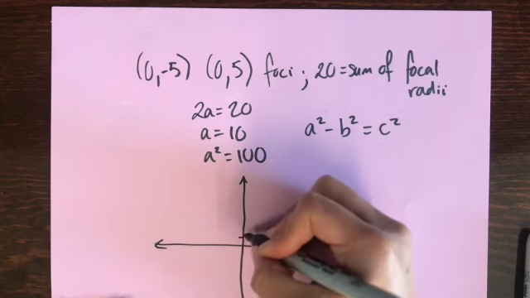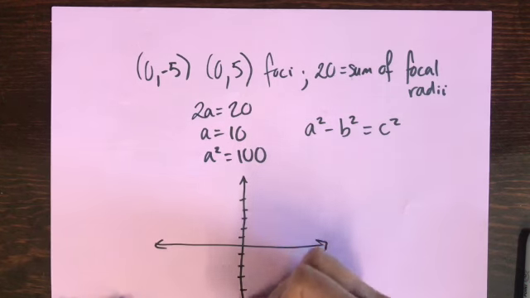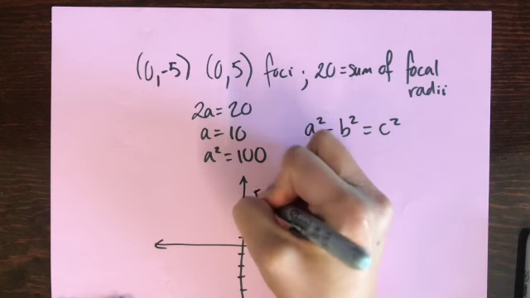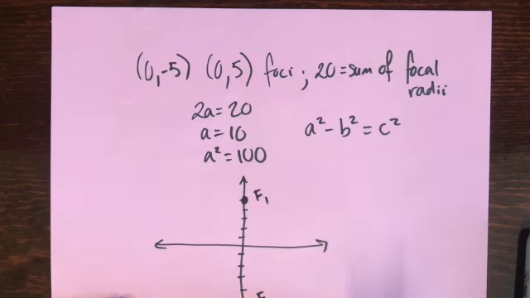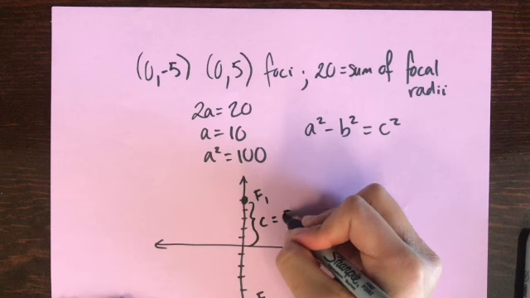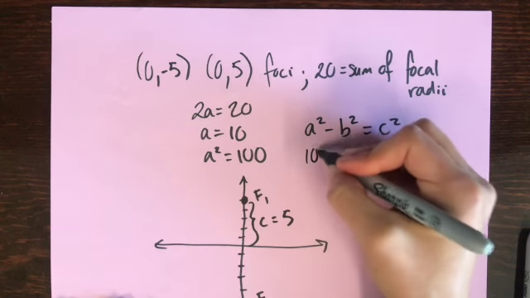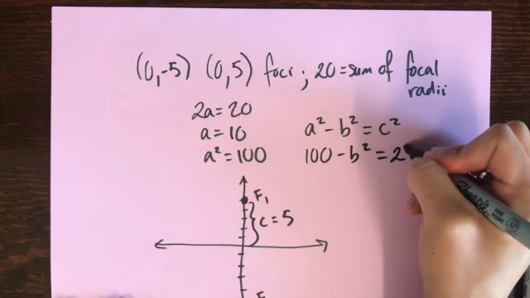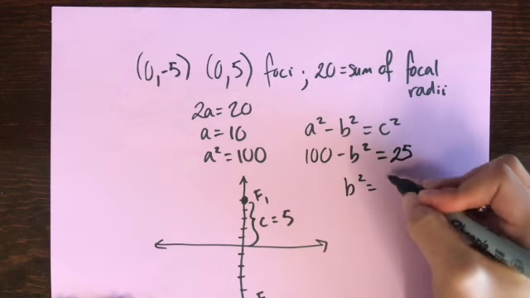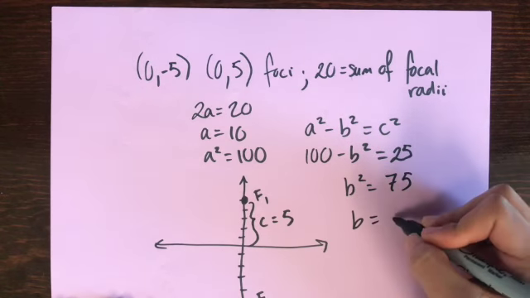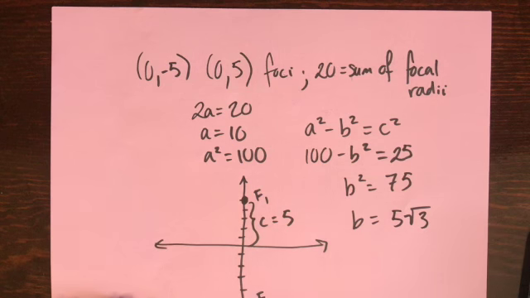Okay, so first let's go ahead and look at this. So here's my first focus and my second focus. See how they're along the y direction where c is equal to 5, right? Because that's the distance from the focus to the center. So I'm going to square that and it's going to be 25. I'll end up getting b squared is equal to 75, or b is equal to 5 root 3.